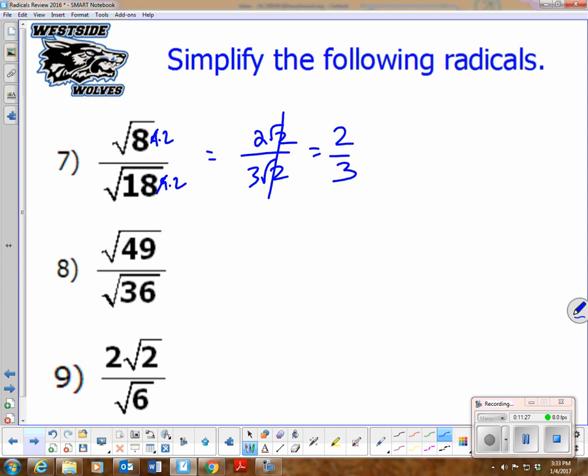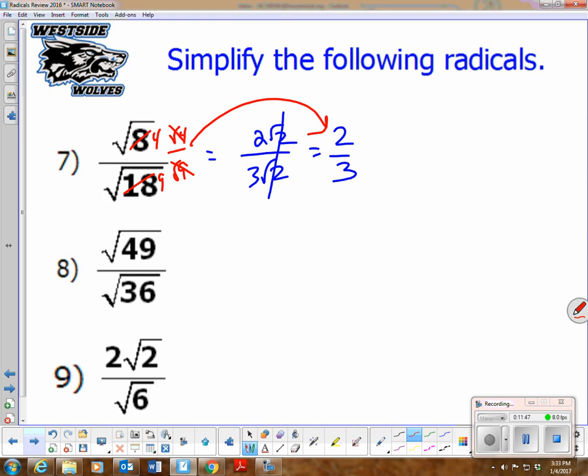At the same time, remember that both of these are radicals, remember that radicals are prejudiced? I could have gone in here and reduced this. Well, 8 divided by 2 is 4. 18 divided by 2 is 9. So I got the square root of 4 over the square root of 9, which when I take those square roots gets me straight to this answer. So there's lots of ways to work that.